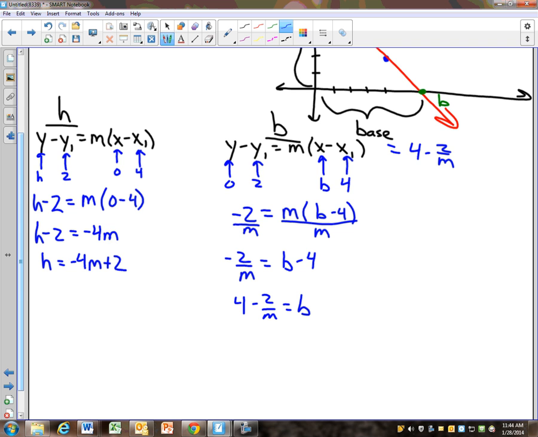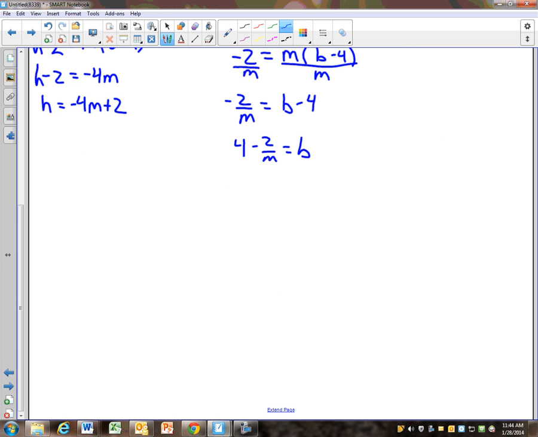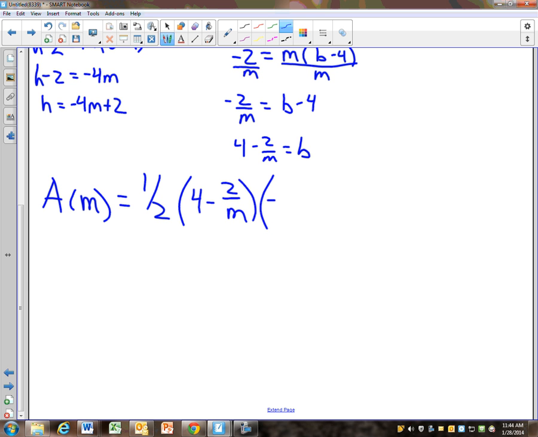What do we do? Yeah, we plug it back into the area formula. Area in terms of m is equal to 1/2 times the expression for the base, 4 minus 2 over m, times the expression for the height, negative 4m plus 2. That's my function. We want to maximize the area, so we want to maximize that function.